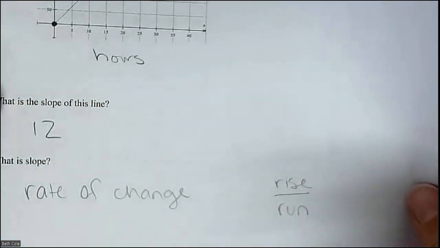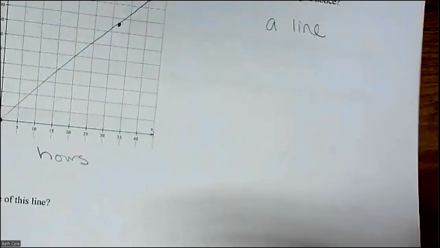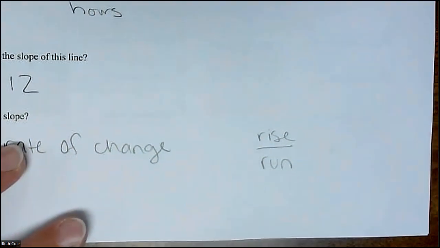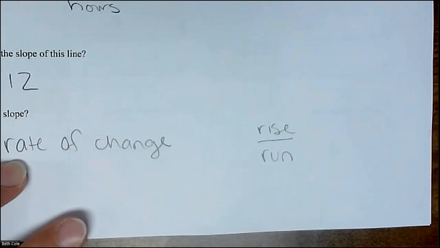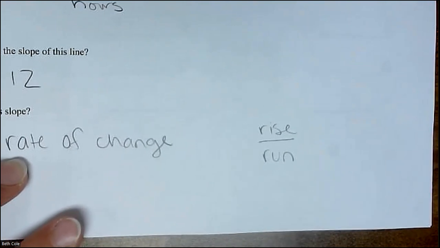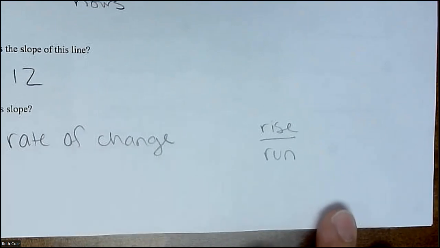That means it's how much did you go up or down, and then how much did you go over? Well, we gained $12 for doing 1 hour, and then another $12 for another hour, and another $12 for another hour. So that's our rise over run. Cool so far? Okay, go ahead and flip over.